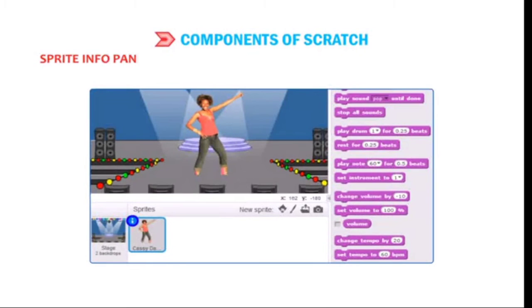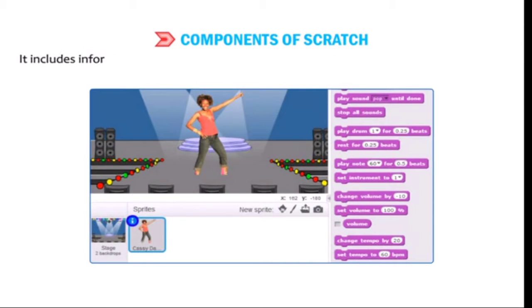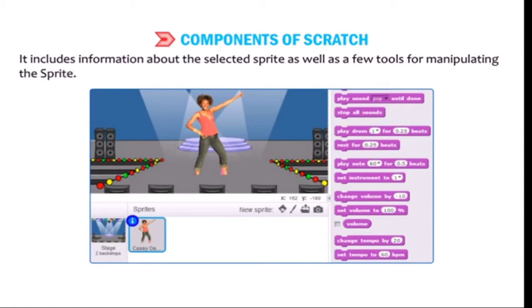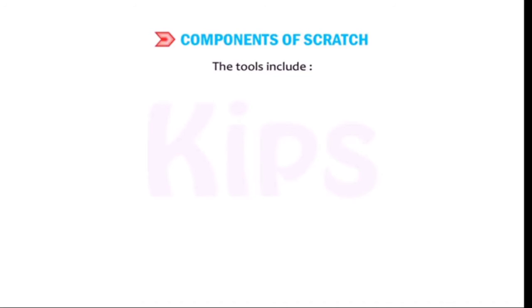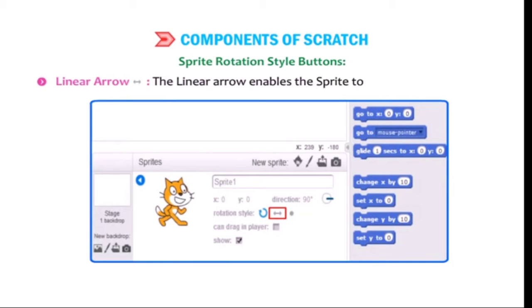Sprite info pane. Click on the info icon present on the top left corner of a sprite thumbnail to display the sprite info pane. It includes information about the selected sprite as well as a few tools for manipulating the sprite. The tools include sprite rotation style buttons. Circular arrow. The circular arrow enables full rotation of a sprite.